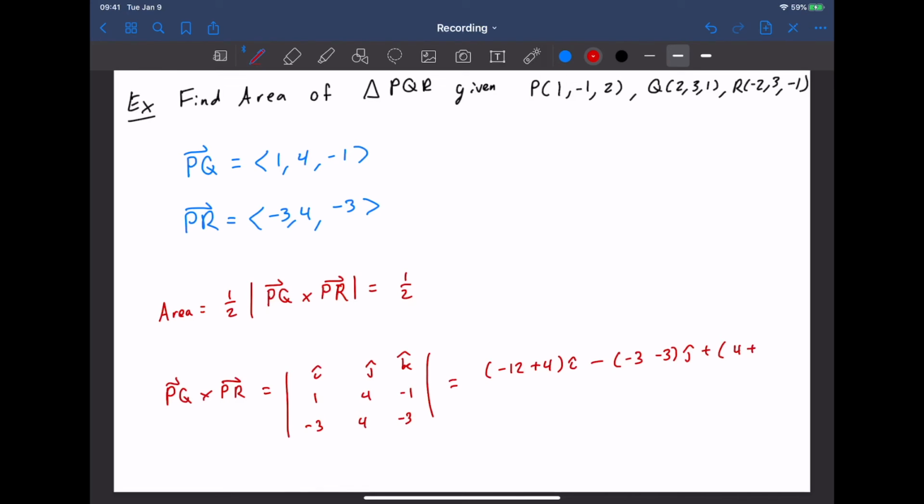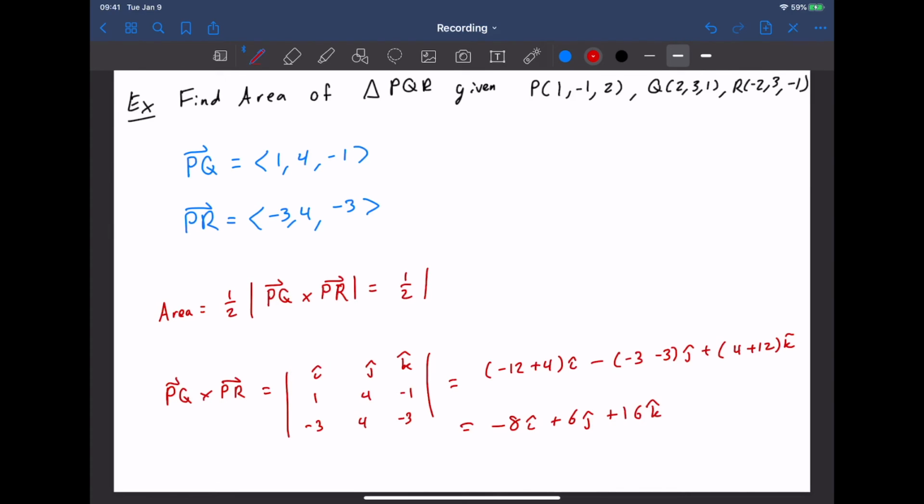4 plus 12 K. You should train yourself to try to do it mentally if you want to be fast. I care much more that you're getting it right, though. If you want to practice your mental math, I mean, I don't know. Part of me thinks I'm just going to have to re-record this section because I made a mistake somewhere. So I have -8I plus 6J plus 16K.